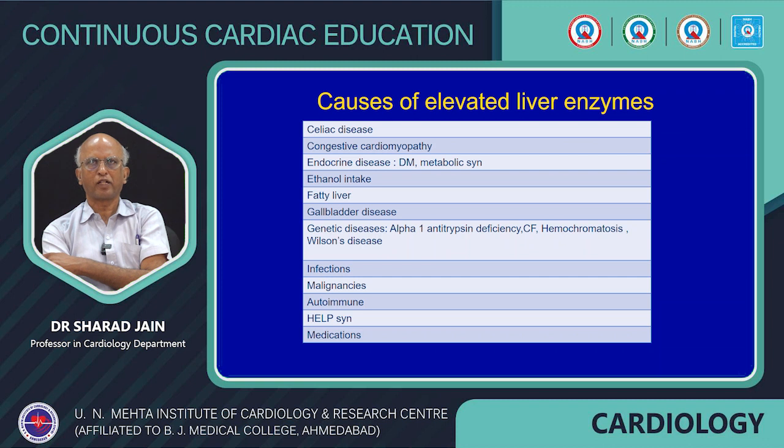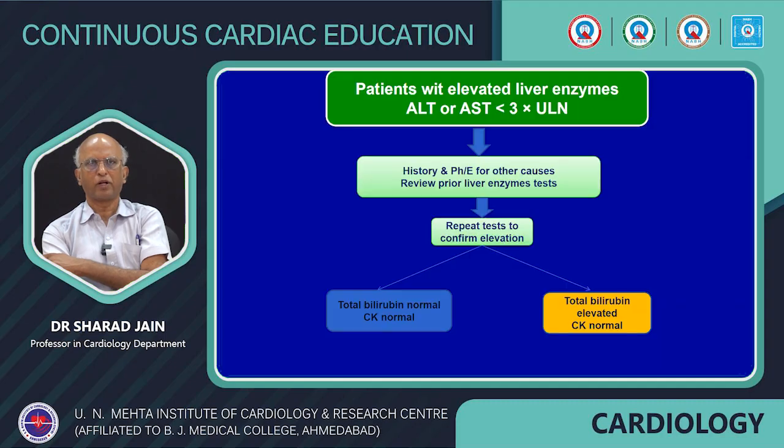Causes of elevated liver enzymes apart from statins may be celiac disease, congestive cardiomyopathy, alcohol use, fatty liver, gallbladder disease, some infections, autoimmune conditions, and some associated medications. In a patient with elevated liver enzymes less than 3 times the upper limit of normal, take the history and do a physical examination for other causes, and review prior liver enzyme tests, because liver enzymes may have been elevated before starting statin therapy. Repeat the test to confirm the elevation.